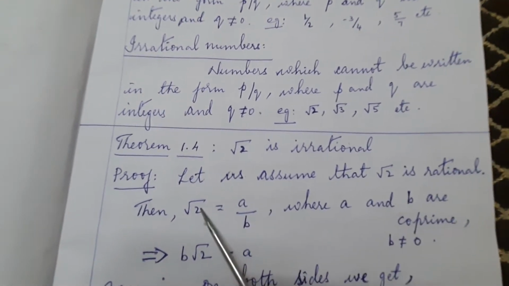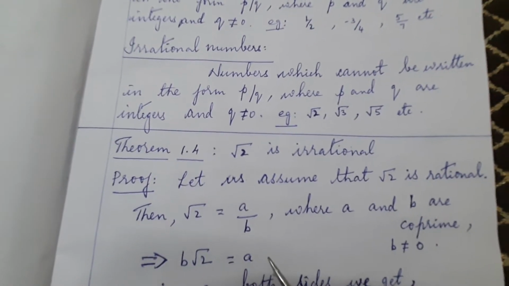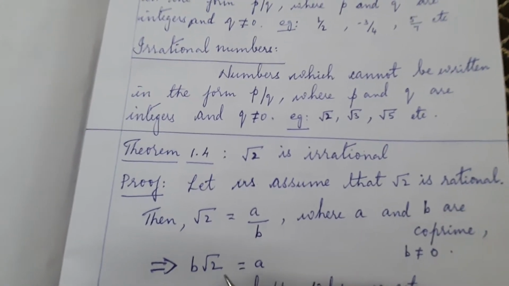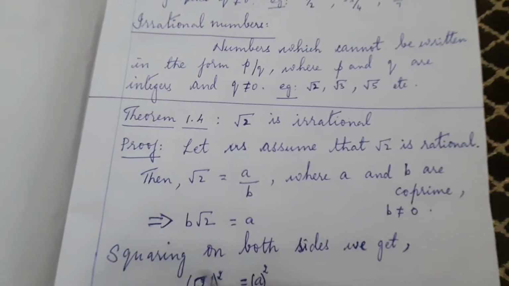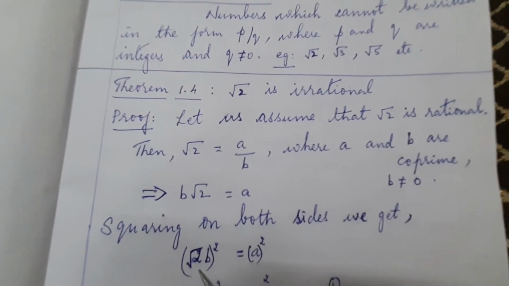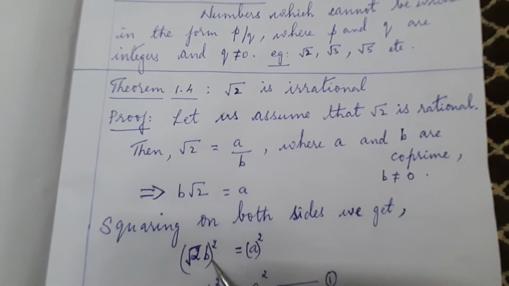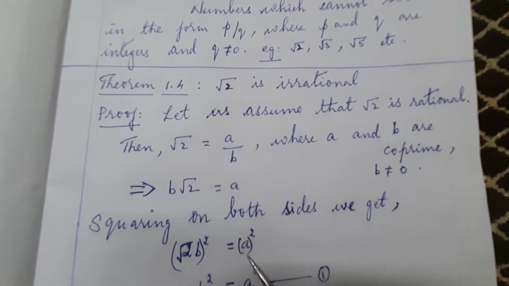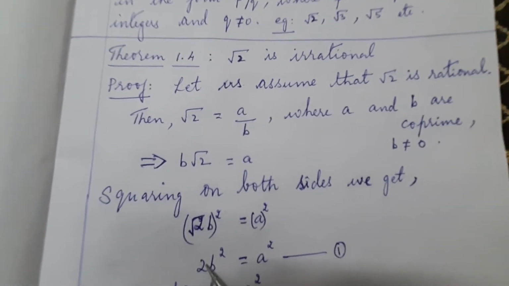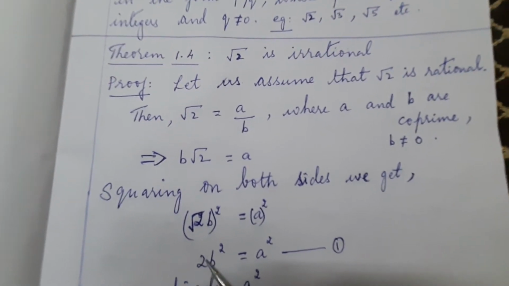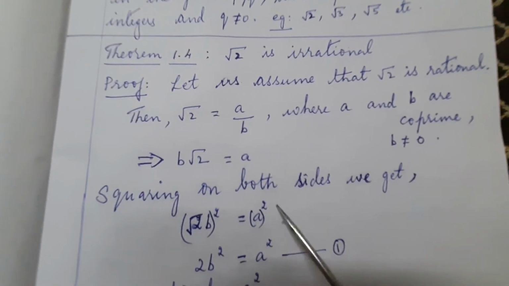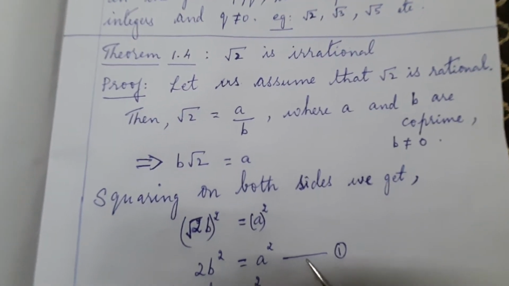Now, you just cross multiply. b root 2 is equal to a. Now, since we are having a root here, we are just squaring on both sides. Squaring on both sides we get, I have written b root 2 as root 2 b. Both are correct. Root 2 b whole square, or b root 2 whole square, is equal to a square. When I square on both sides, root 2 square becomes 2. Root 2 into root 2 is root 4, root 4 is nothing but 2. So root 2 square is 2. b square is b square as it is. That is equal to a square. This I have taken as the first equation.